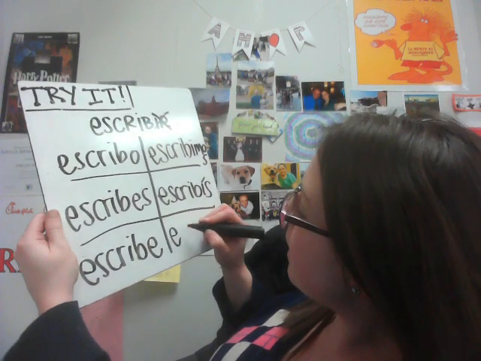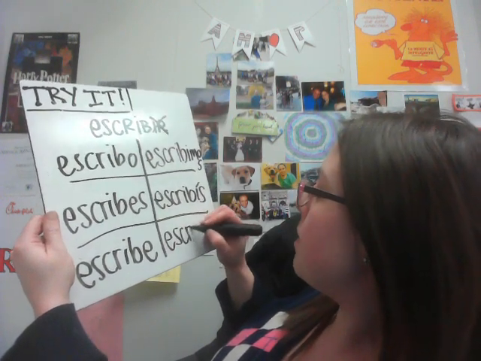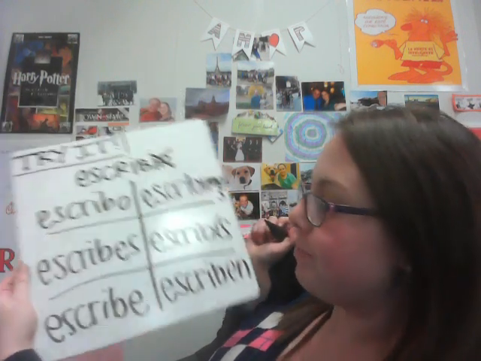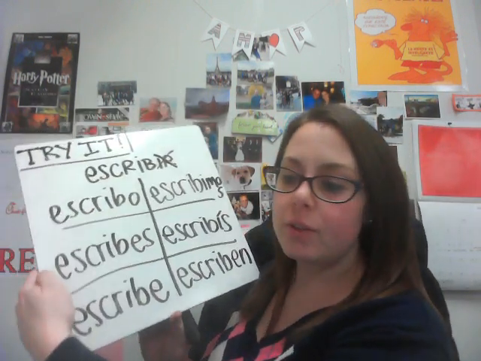And for the ellos, ellas, ustedes, again, I'm back to it being like an ER verb. And so that's escriben. Okay, so those are my endings for ER and IR verbs, and hopefully you'll feel pretty good about conjugating those 2 types of verbs.